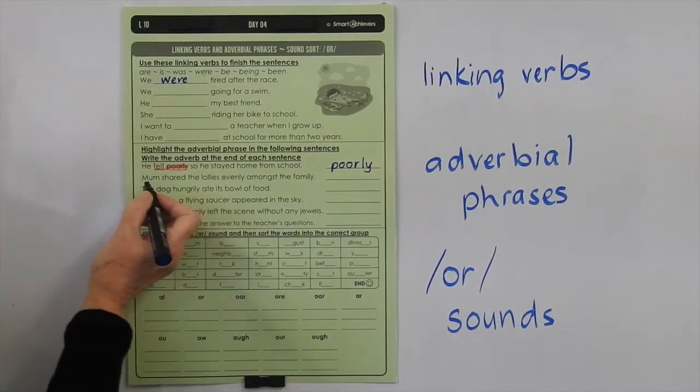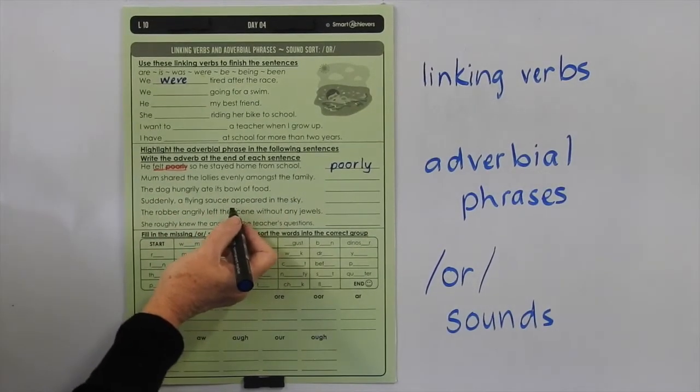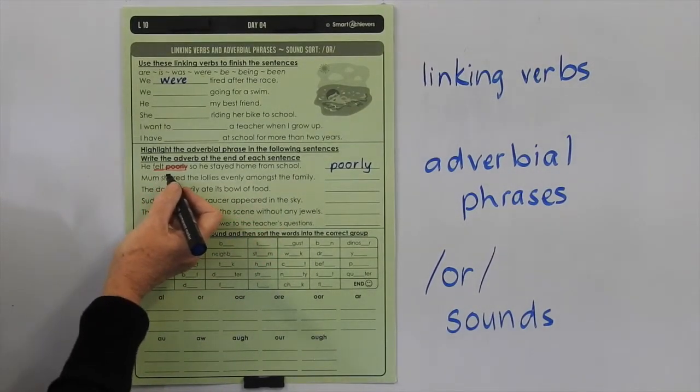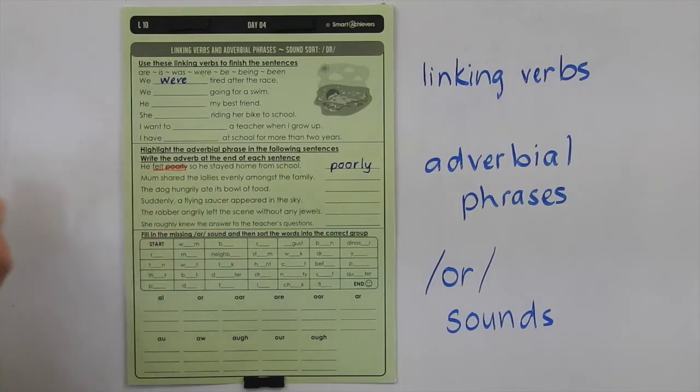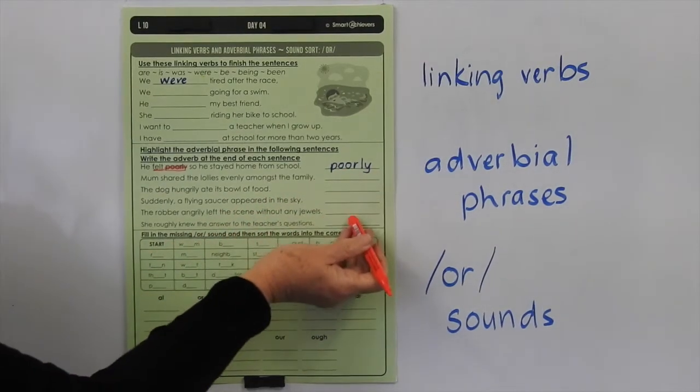You can find the adverbs in each of these sentences and then find the verb that goes with it and underline them or highlight them. But just write that adverb at the end here.